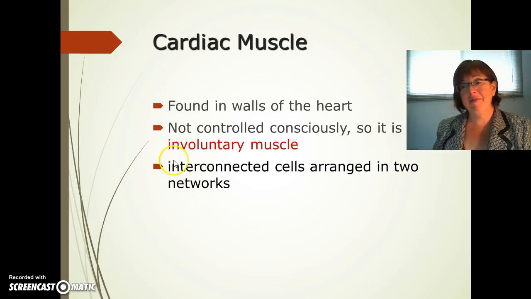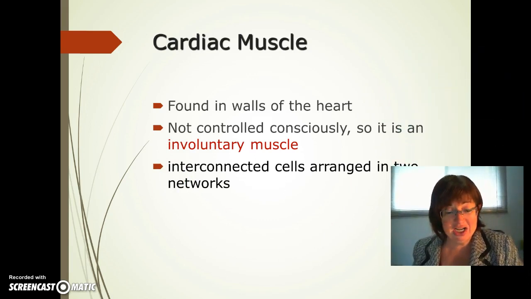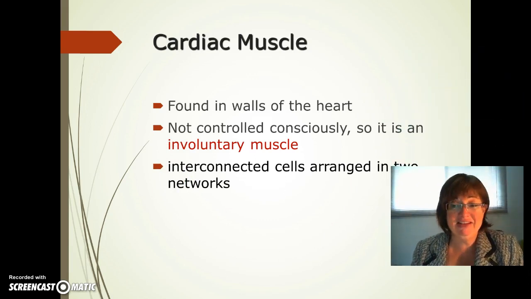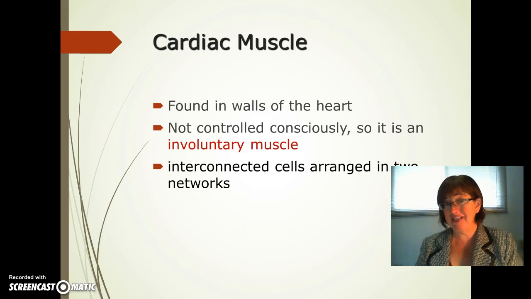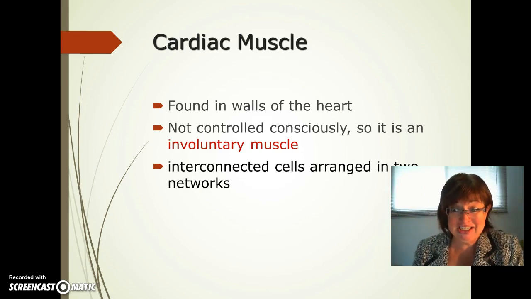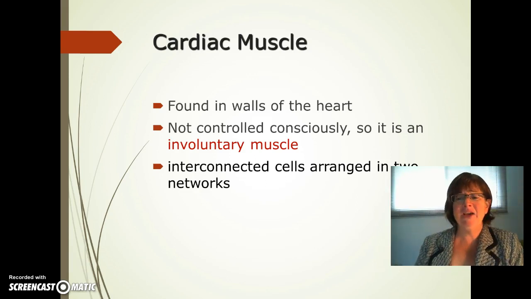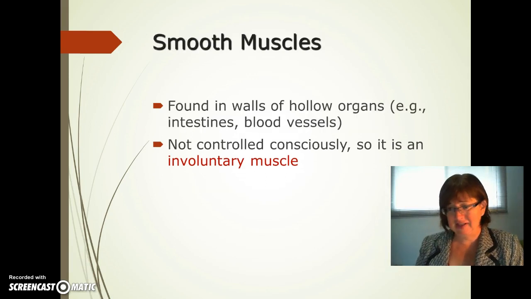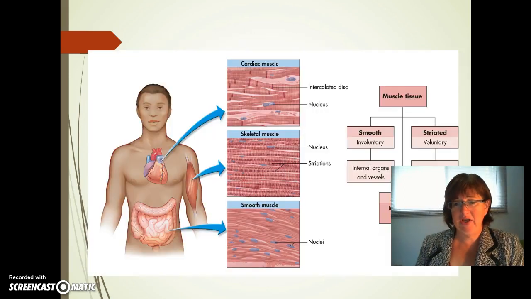Then the second type of muscle is your cardiac muscle. Cardiac has to do with the heart, so cardiac muscle is found in the walls of the heart. It is not controlled consciously. You don't have to think about it, so it's involuntary, which is good because it keeps beating. And they're arranged in networks. So when you look at cardiac muscle, here you see it's branched.